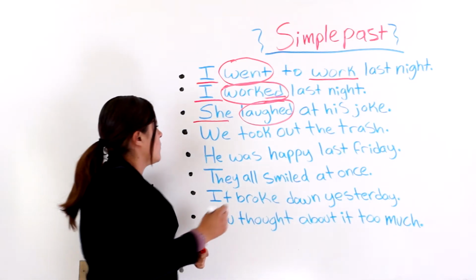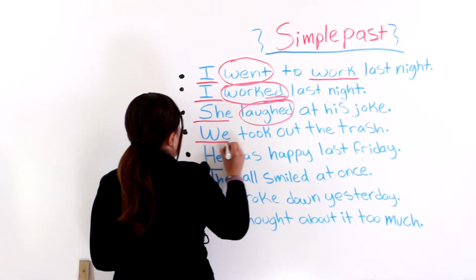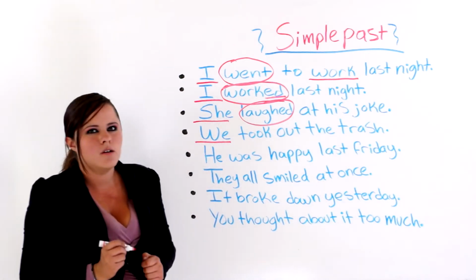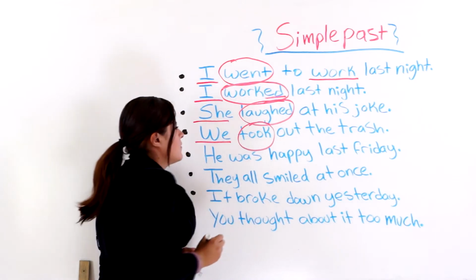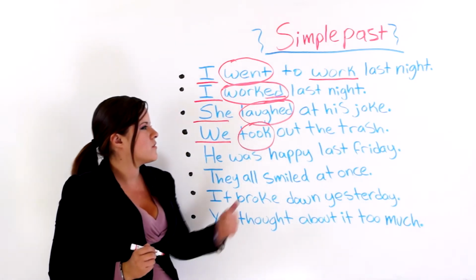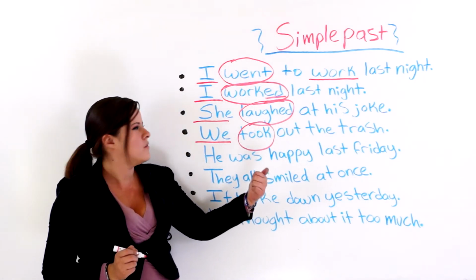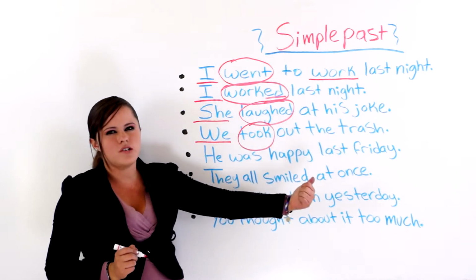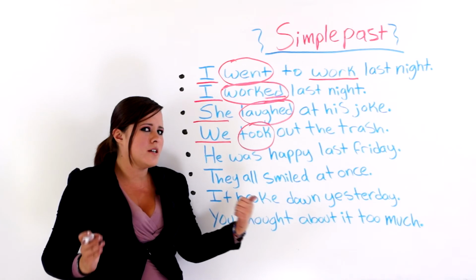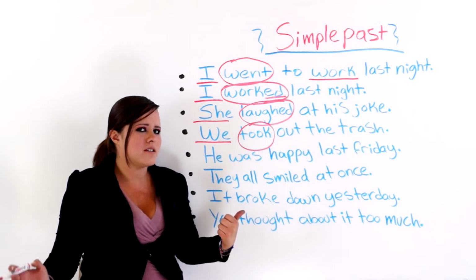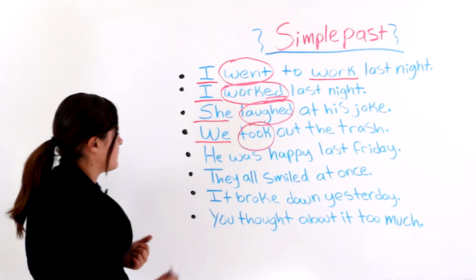Okay, next one. We. This is a personal pronoun or the subject. We took. Verb in simple past. We took out the trash. What did you do? We took out the trash. Okay? So the question to answer here is, what did you do? Okay? Simple past, people.